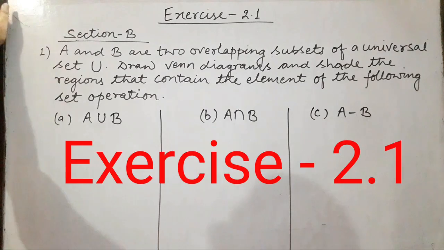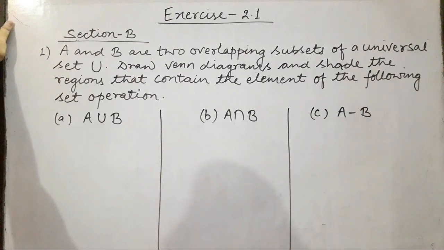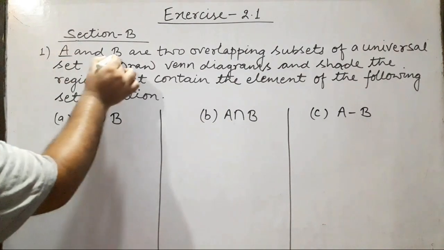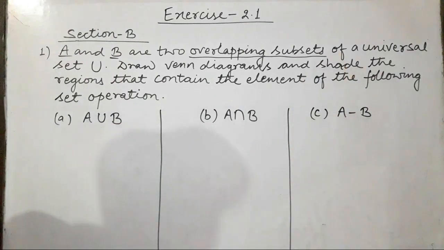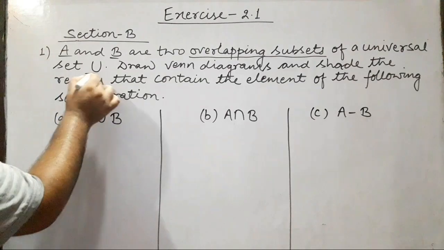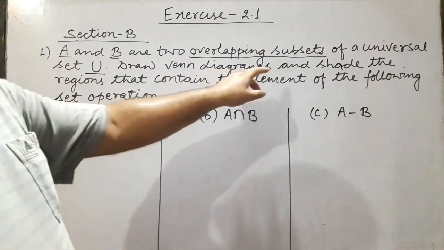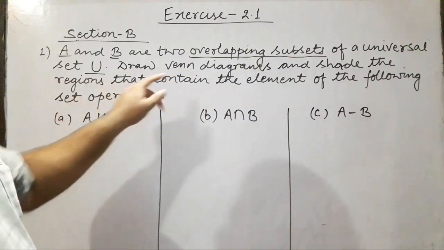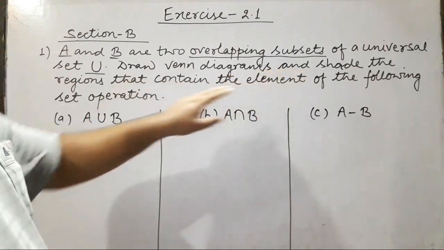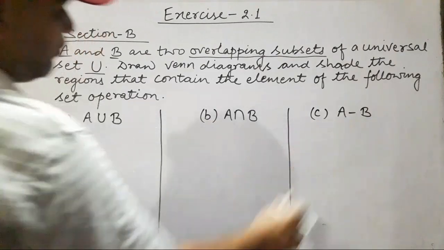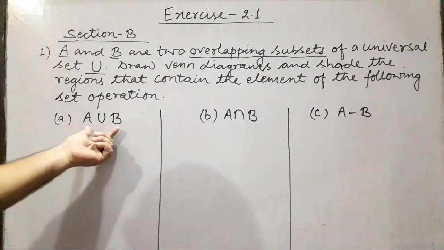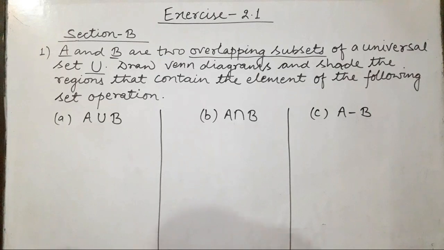Let's start the exercise. Exercise 2.1, section B. So question number 1. A and B are two overlapping sets, that is, they are intersecting with each other, of a universal set U. Here the universal set is given, U. Draw Venn diagrams and shade the regions that contain the elements of the following set operations. That means we have to show them in a Venn diagram and shade the part which is asked in the question.